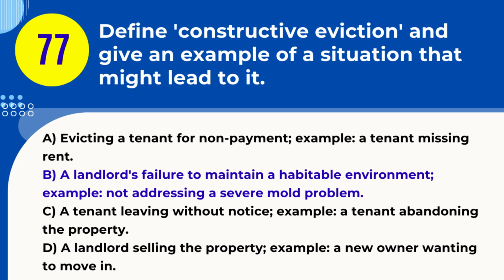Answer. B. A landlord's failure to maintain a habitable environment. Example. Not addressing a severe mold problem. Explanation. Constructive eviction occurs when a landlord's failure to maintain the property makes it uninhabitable, forcing the tenant to leave, such as not addressing severe mold.